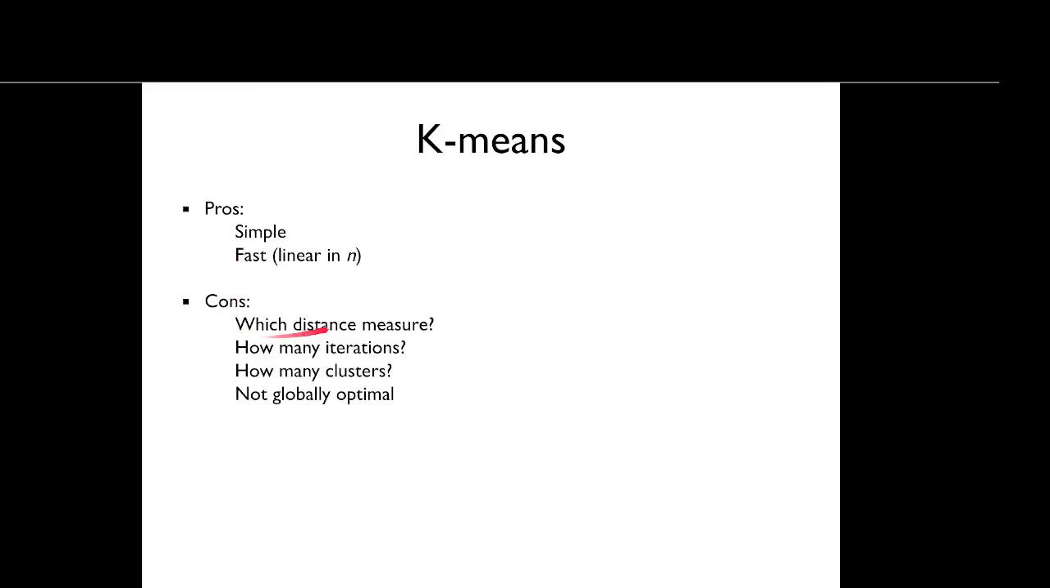Now, the advantage of k-means is that it's very simple and very fast, but the disadvantage is which distance measure are we using? Euclidean distance or some other specialized distance for our data? How many iterations do we have to choose? How many clusters? What if we have no idea whatsoever how many clusters there are? And what we generate is not globally optimal. It's basically locally we take decisions, we assign, we reassign cluster representatives, so we cannot give a global guarantee on optimality of the assignments.